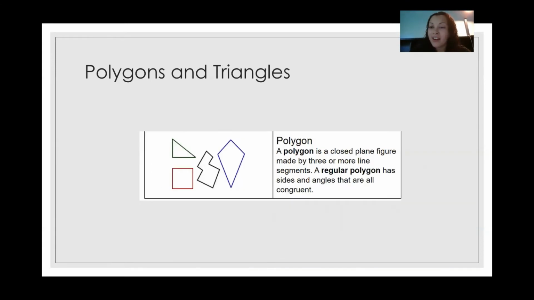Polygons. So a polygon, like we mentioned earlier, is a closed plane figure made by 3 or more segments. So again, it has to have 3 or more sides. So all of these are considered polygons. They have 3 or more sides. A regular polygon has sides and angles that are all congruent, meaning they're all equal. So that's a regular polygon. So that would be, let's say we had a triangle and all 3 angles were the same. This would be called a regular polygon. This would also be called an equilateral triangle.